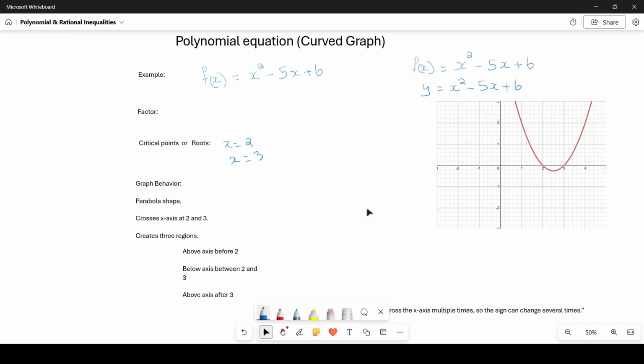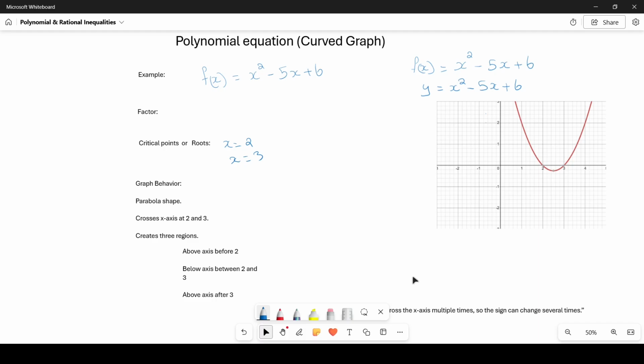Okay, just come back to our original equation, the quadratic form. We will analyze some more things from here. What we can see is the behavior of the graph is a parabola shape. The graph crosses the x-axis at 2 and 3, and then it creates three regions.